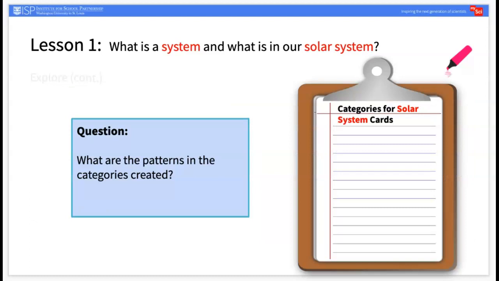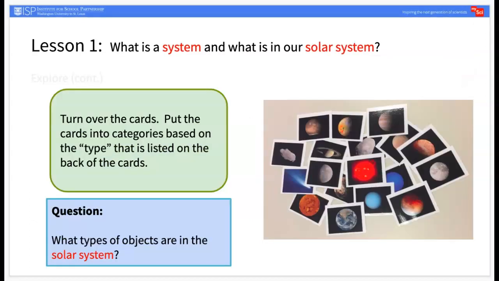Students can share their categories and look for any patterns in how students grouped the cards. After their initial sort, students can use the information on the back of the cards to categorize the objects and hold a class discussion about the objects in our solar system.